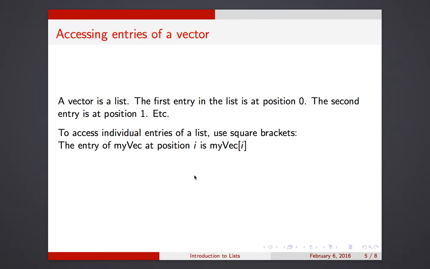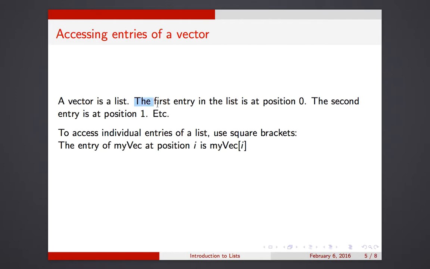Okay, so the first thing we'll talk about is how do you access individual entries inside of a list? And you do it using the bracket notation that you saw from strings. So if your vector is called myvec, if that is your list, and you want to access the entry at position 2, position 3, whatever, this is how you do it. Myvec, square bracket, 2, 3, whatever.